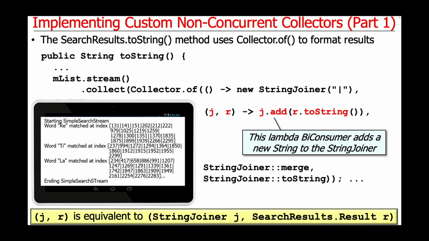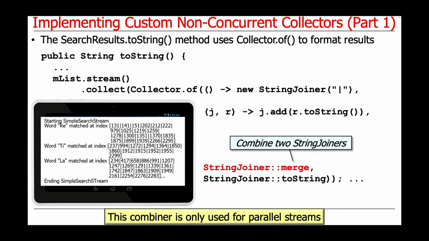That's the type. Then we're going to have the combiner. Now, we're not using a parallel stream, but we need to put this in here syntactically anyway. And so we're simply going to merge 2 StringJoiners together. So they'll be put together in a way that would most likely preserve encounter order.